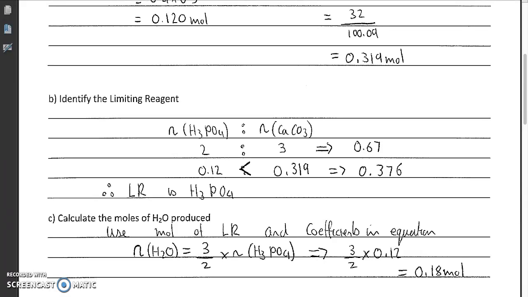The next question, question B, says to identify the limiting reagent. So in order to do this, you need to look at the reaction coefficients, and you need to look at the moles which you've previously calculated for these two substances. So these are our two reactants, and we want to identify which one of these is going to limit the reaction because it has less moles than the reaction coefficients require.